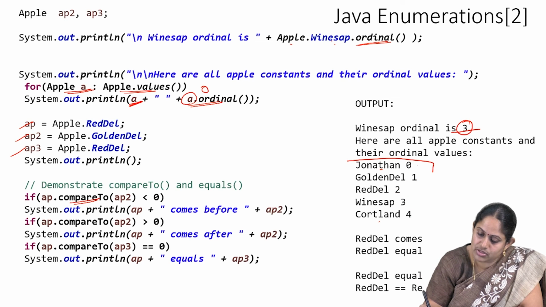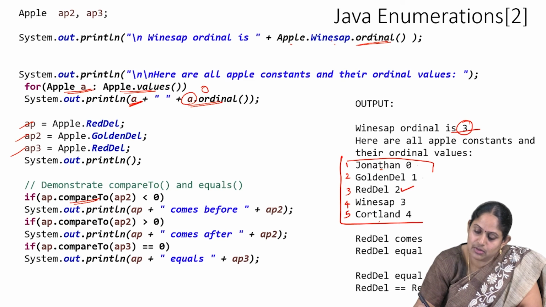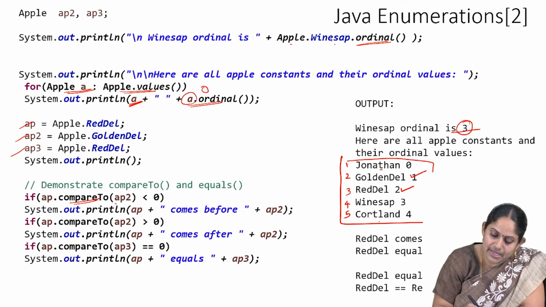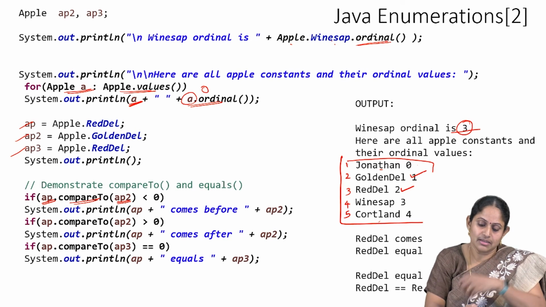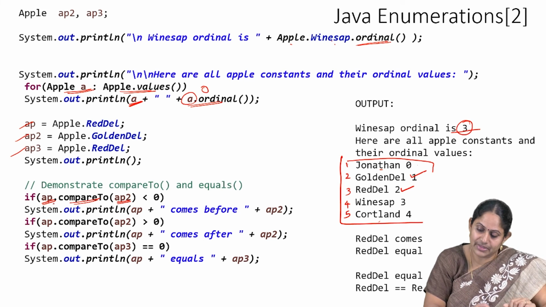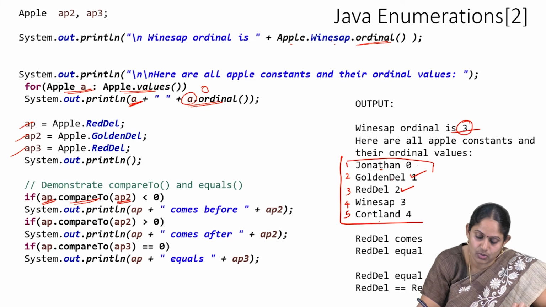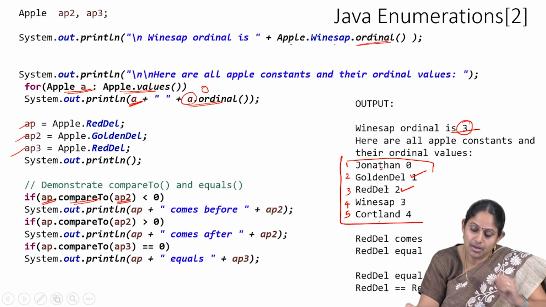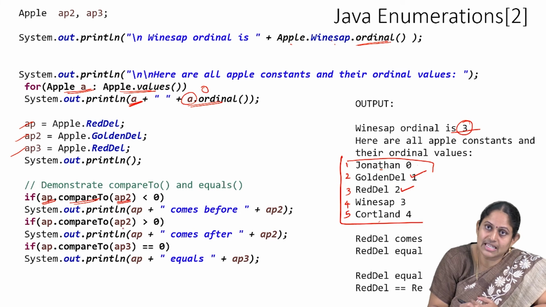So let's say this was our array. Jonathan was the first element. So we are using Red Del and Golden Del. Red Del is at the third location and Golden Del is at the second location. So when you compare those two, AP is Red Del and AP2 is Golden Del. Since Red Del comes after Golden Del, it will return a positive value, greater than 0.